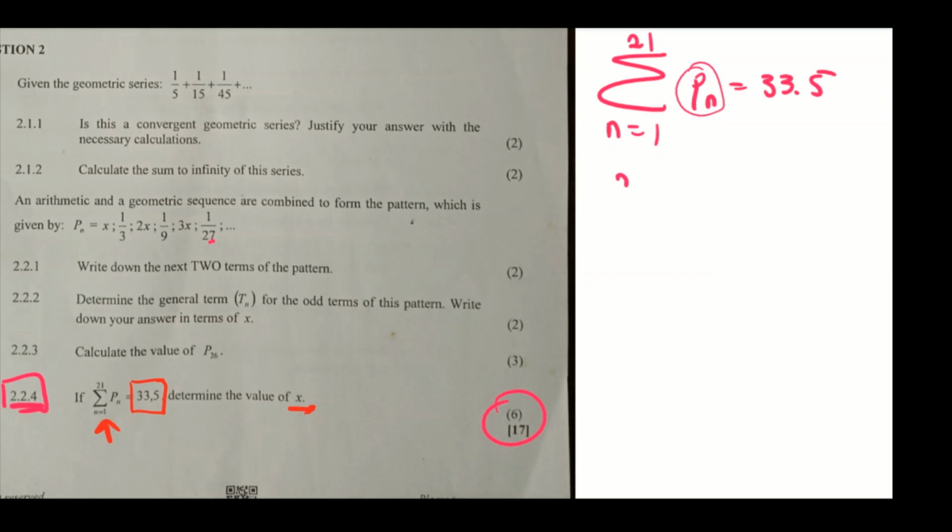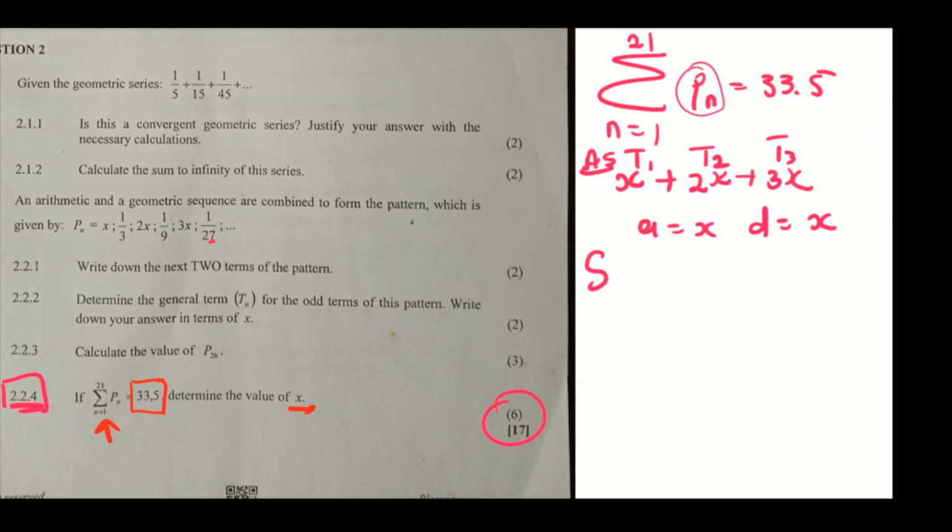What is the arithmetic sequence? It's x plus 2x plus 3x, right? So the first thing you're going to do is find the sum of this arithmetic series. To find the sum, we know the a value is x. We know the d value, which is the common difference, is also x, because you're going to subtract term number 1 from term number 2, or term number 2 from term number 3. Then we find the sum. Sum is equal to n over 2 into 2a plus (n minus 1) multiplied by d, right? So you're going to substitute the respective values here.